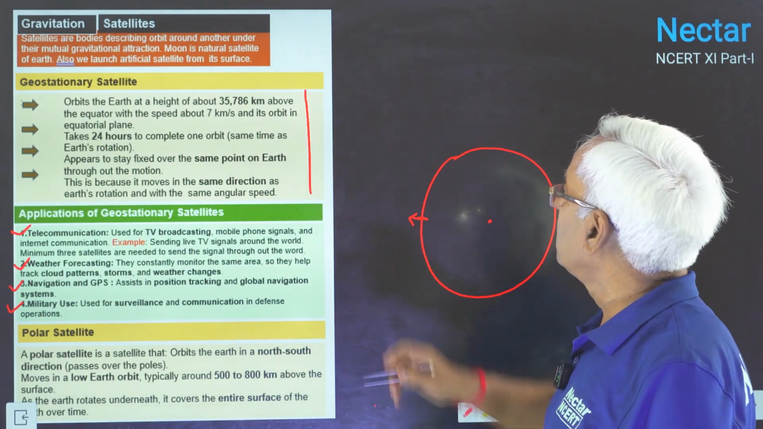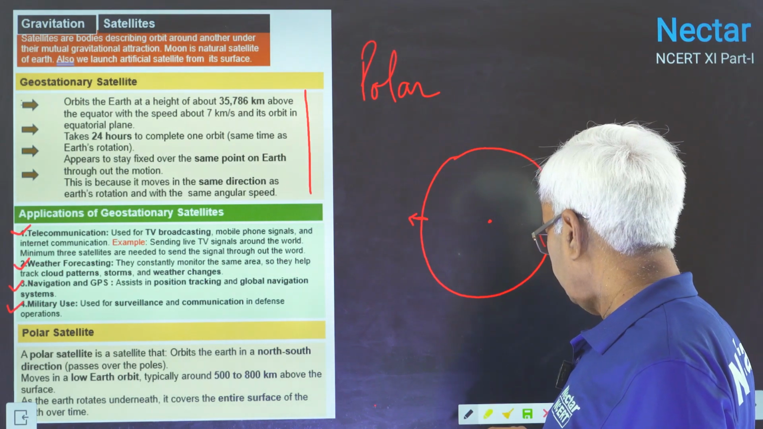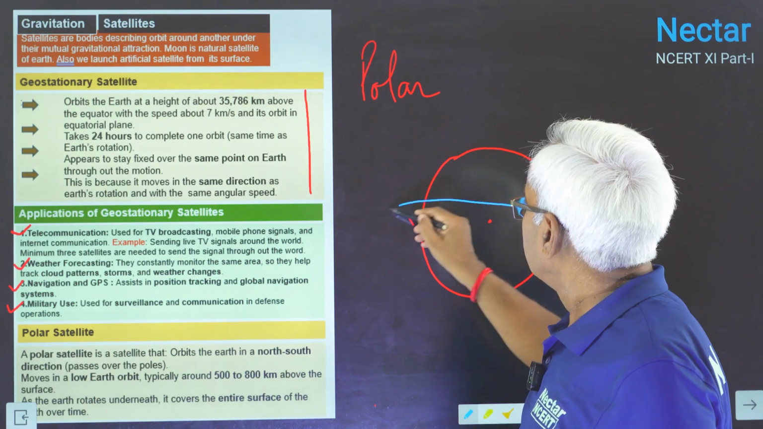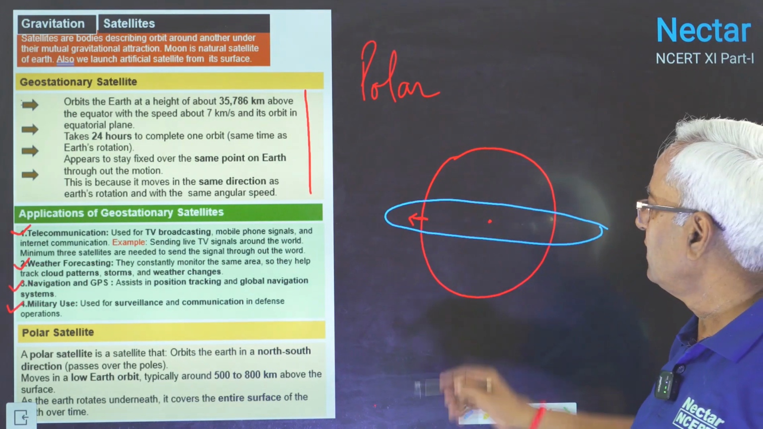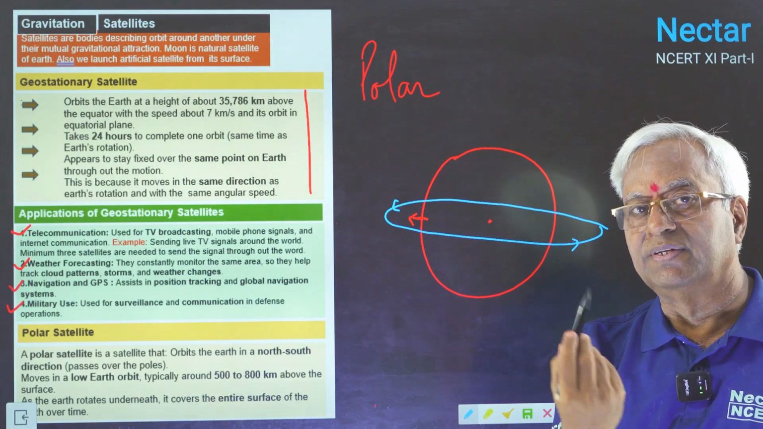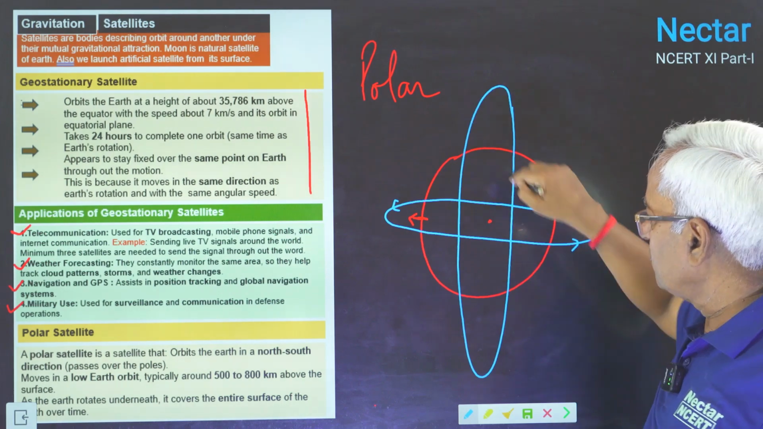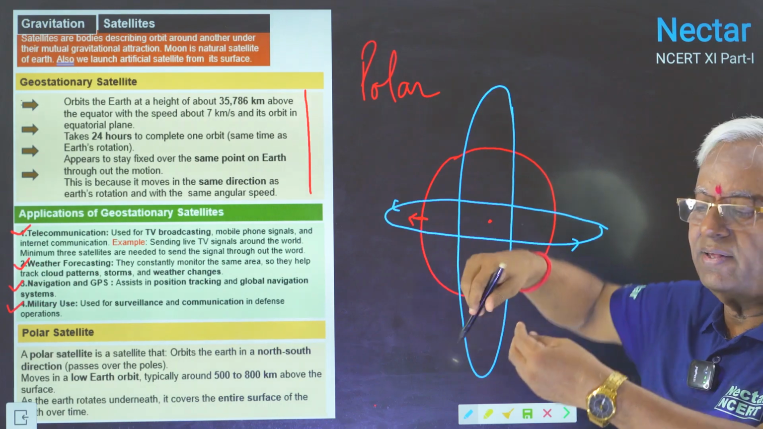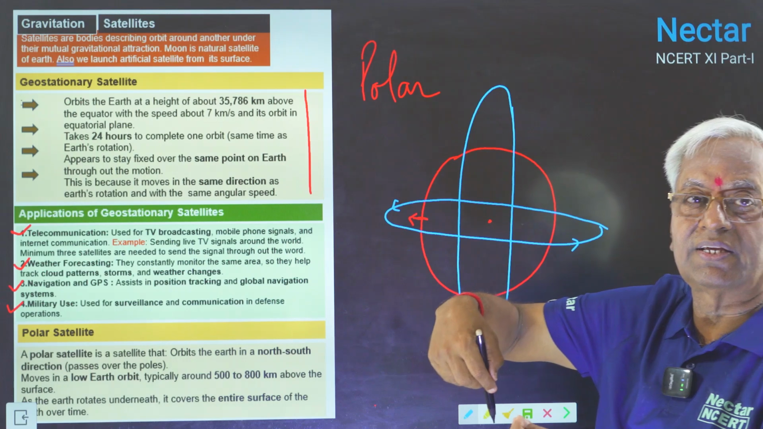Now, what are polar satellites? Polar satellites. You see, if you consider a geostationary satellite, this is the orbit of the geostationary satellite. But for a polar satellite, this one is the case. This is in the north-south direction, whereas the geostationary satellite will be in the east-west direction.